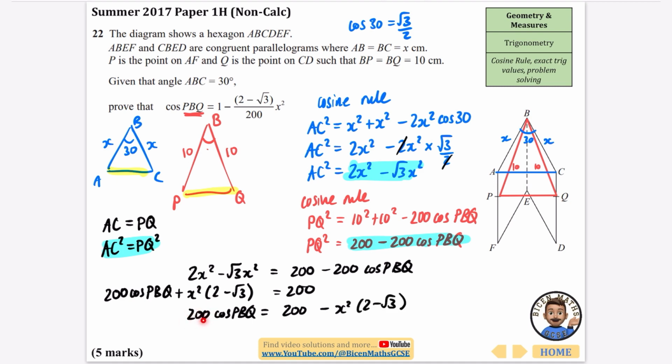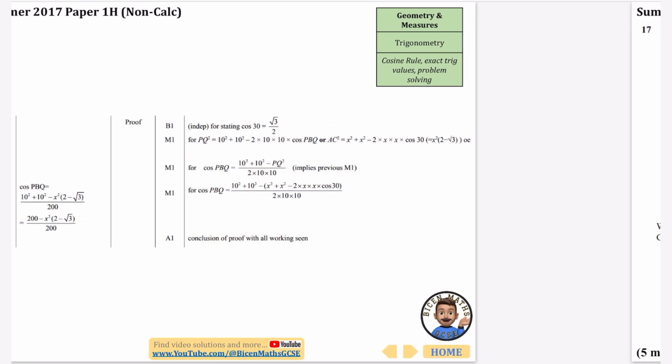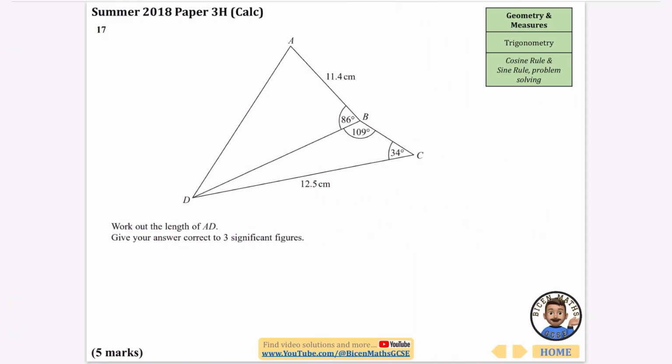All that's left is to divide everything by 200 and make sure that it looks like this. So my cos of PBQ is 200 divided by 200 is 1, and then this divided by 200 is my 2 minus root 3 divided by 200, and I'm just going to put the x squared at the end, just like where theirs was. And so I've shown that this is the thing that is true. A very difficult question. It's right one of the last questions in the paper, and it is worth 5 marks. So you could try and read it all through here, but I hope my version of it is going to be a little bit more helpful for you.